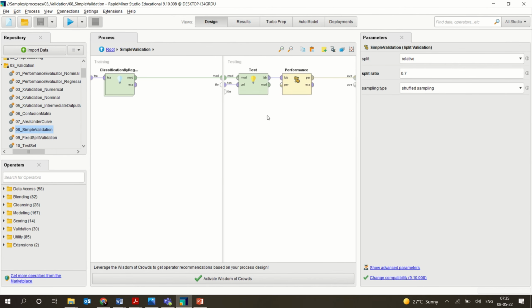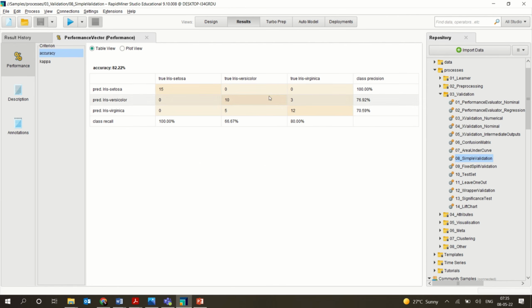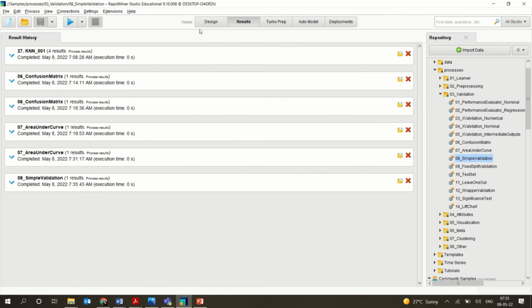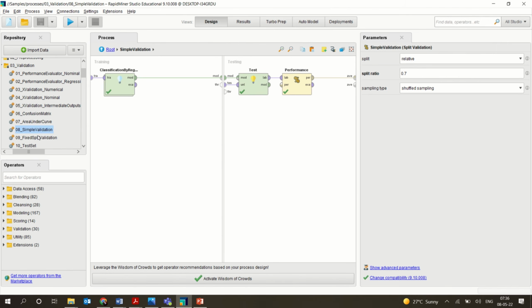Then you have given that output for the testing. So all these things are possible. When you look at this, the accuracy is 82 points. You have done even more detailed analysis on this. This is one thing, and another one is the fixed split validation.